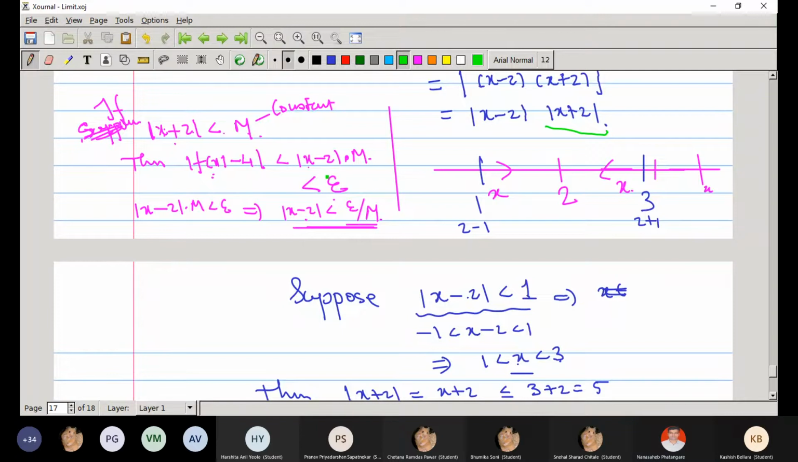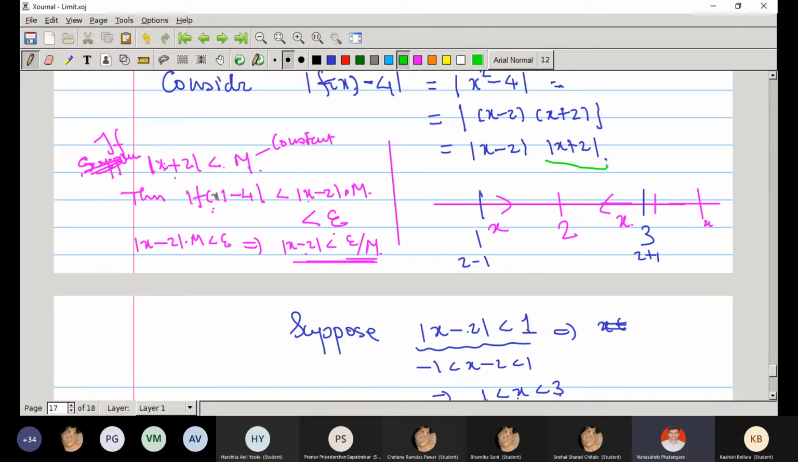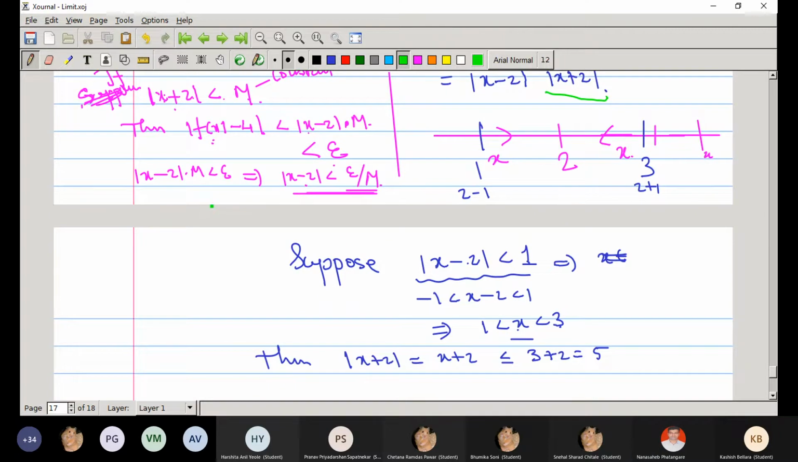So how to control x plus 2, how to get some number which is bigger than x plus 2, right? And to control x plus 2, what should be controlled? Do you understand what we discussed last time? You understood or not understood?